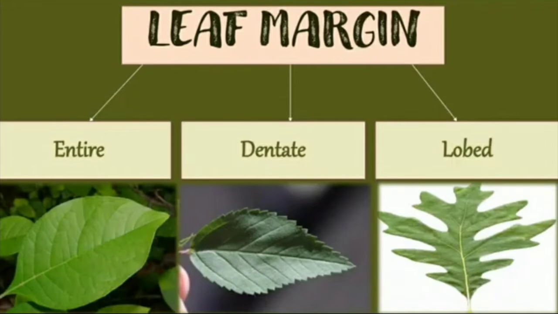The third type is lobed. What is a lobe, children? It is a curved or rounded division. As you can see in the picture of a lobed leaf, how is it? It has a curved or a rounded division. So based on the margin of the leaves, it is divided into three types: entire, dentate and lobed. Got it, children?